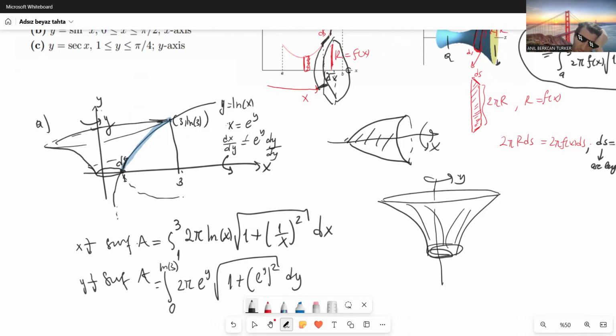Of course, they are not the same because we are rotating about different axes. Okay. So that's all. Thank you.